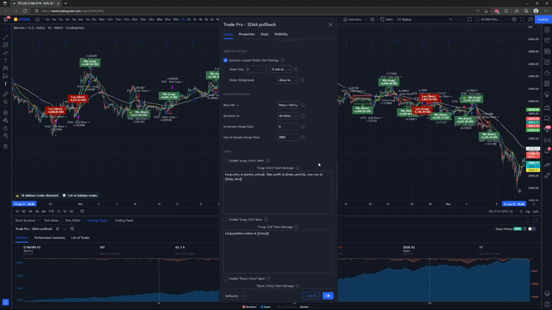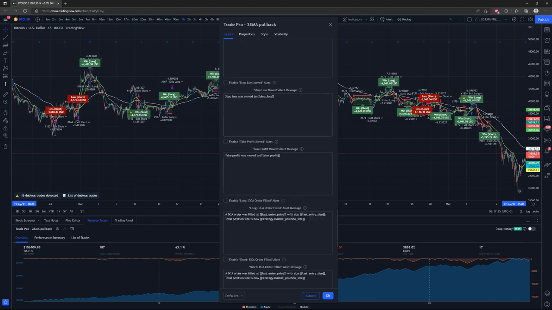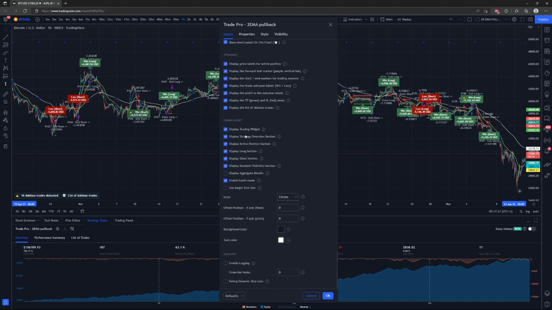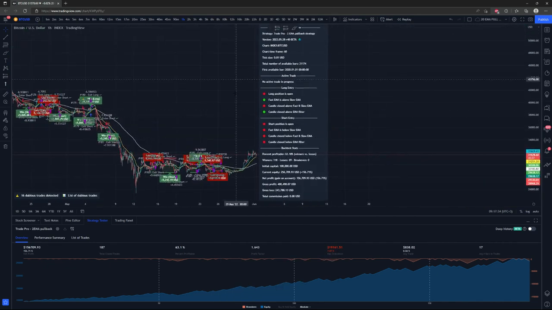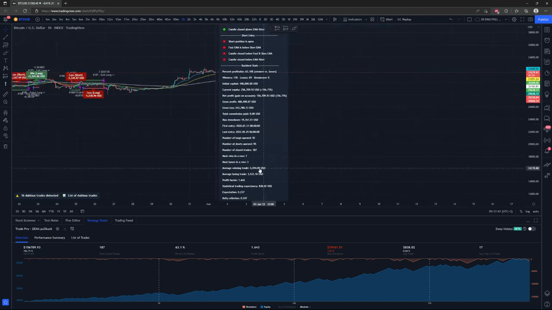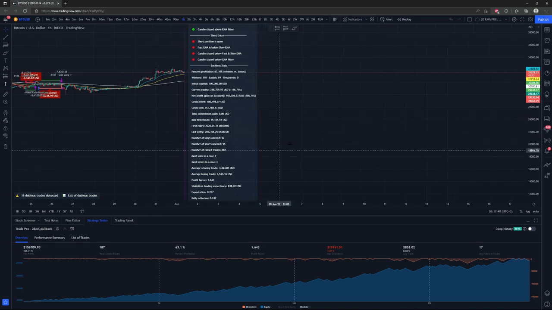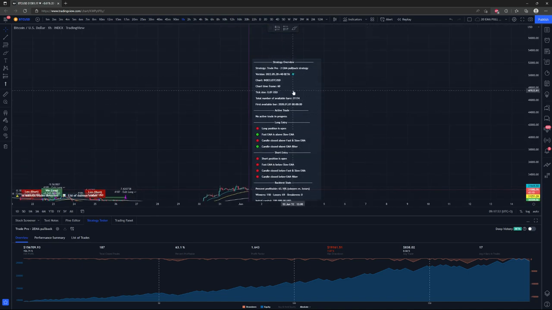And below that, we just have the alert message section as well. And along with a few other customizable things down here, such as just how it looks and the trading widget here that kind of shows all of the different parameters and things that are going on with the script. So you can see most wins in a row 7, most losses in a row 3, number of shorts open, number of longs opened, and just a bunch of different things that you want to know about a strategy's performance.